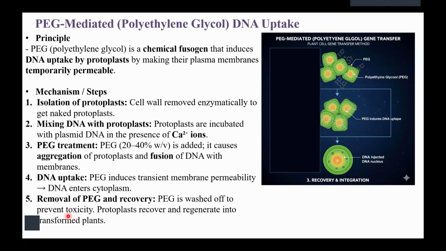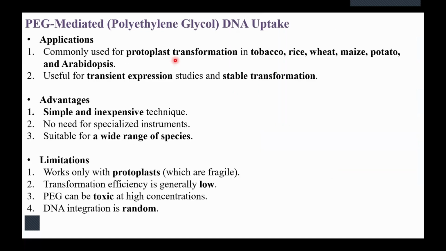into transformed plants. What we have here are the plant cells which had the cell wall taken off to create protoplasts. The protoplasts are then mixed along with the gene of interest and PEG in the presence of calcium ions, which are going to neutralize the cell membranes, and the PEG is going to allow the fusing of the DNA to the plasma membrane, which is going to further result in uptake of the DNA, which can be integrated into the host genome. This method is used for tobacco, rice, wheat, maize, potato, and Arabidopsis. This is a method for stable transformation.